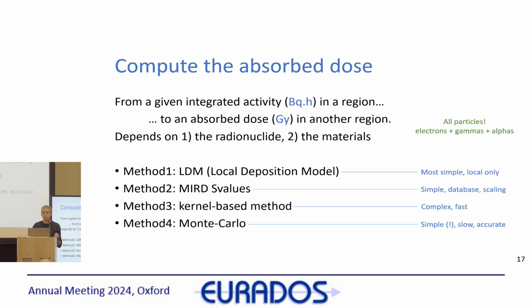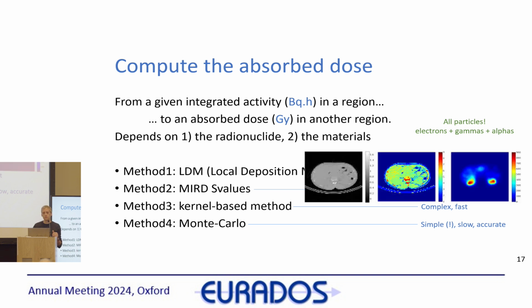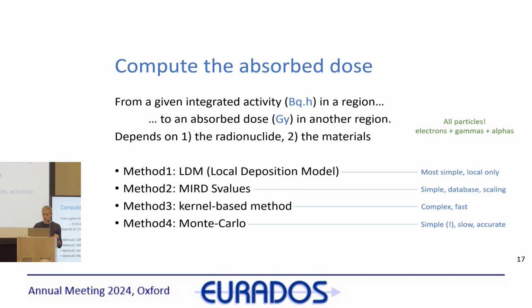A bit more advanced are the kernel-based methods, which are a simple convolution of the image with a kernel that has been previously computed by Monte Carlo simulation. And for each different radionuclide that you use, lutetium, yttrium, or actinium, whatever you want, you need to compute a specific kernel. It's very fast, but if you don't have this kernel, it could be tedious to get the specific kernel for your own radionuclide. And the last method is the Monte Carlo simulation.